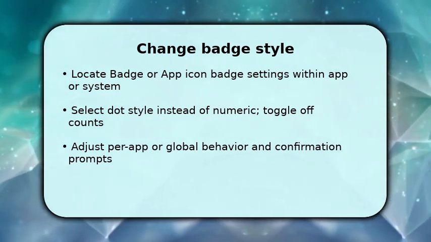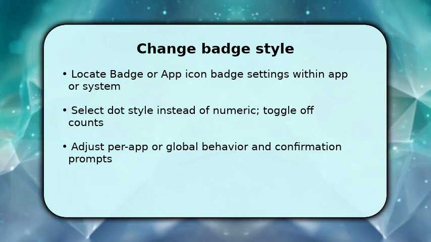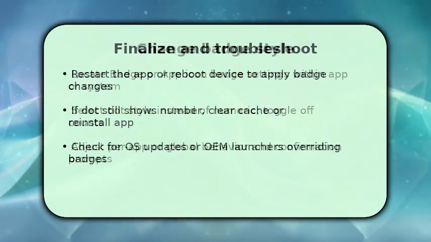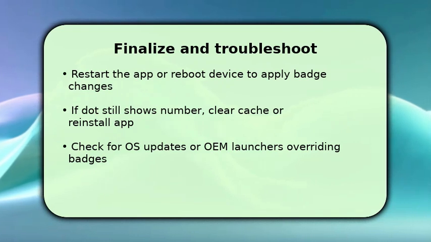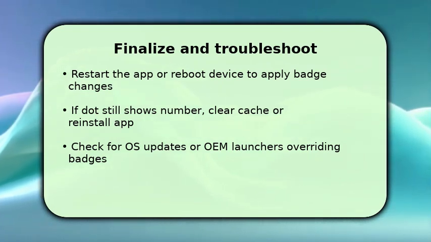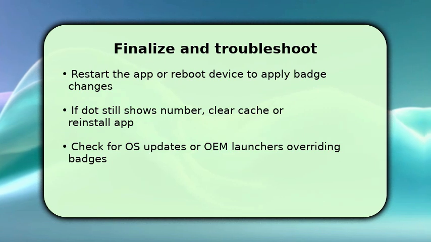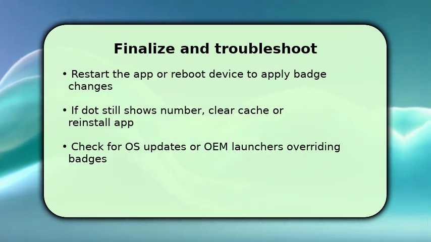Make sure to save or exit so the system registers the new badge preference. Finish by restarting the app and, if needed, rebooting your device so changes take effect. Once done, test by sending a notification. You should see a dot instead of a number.